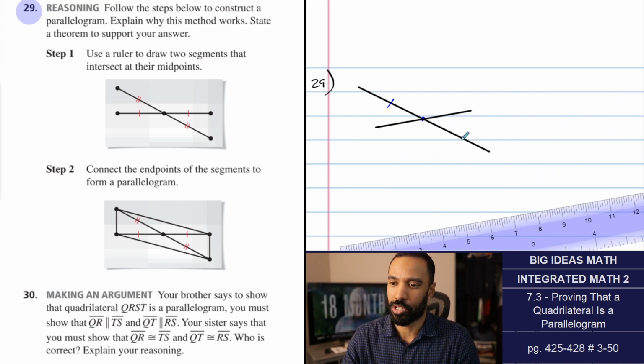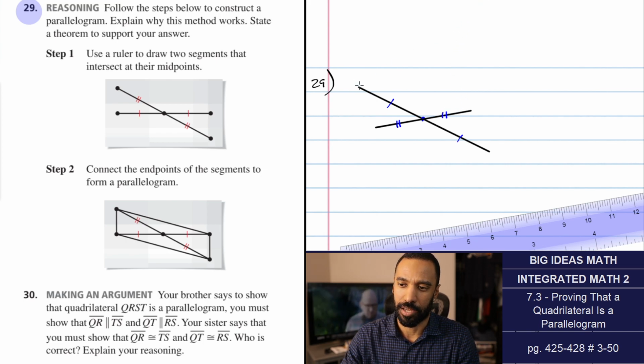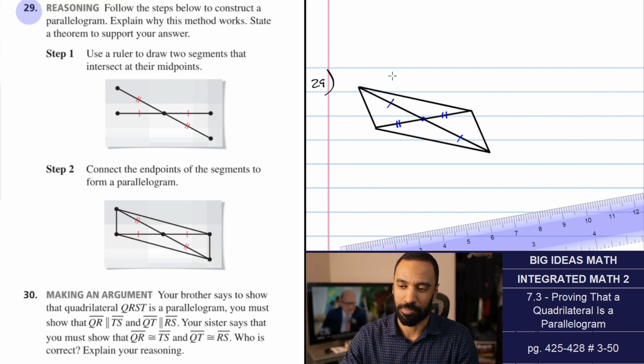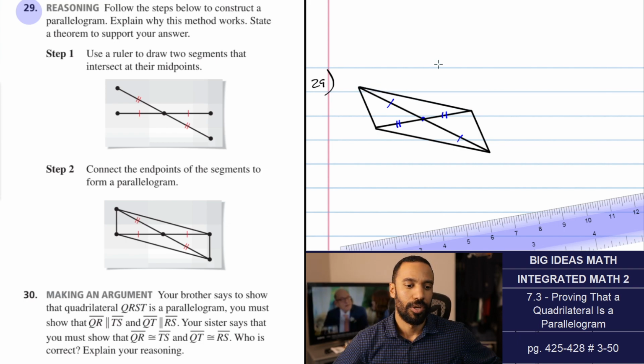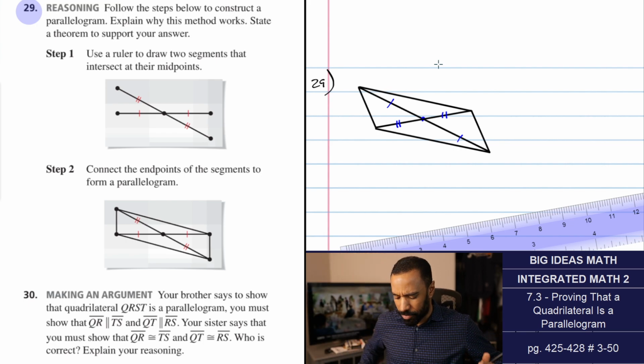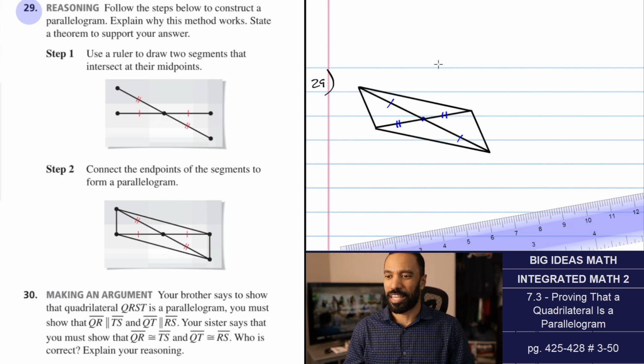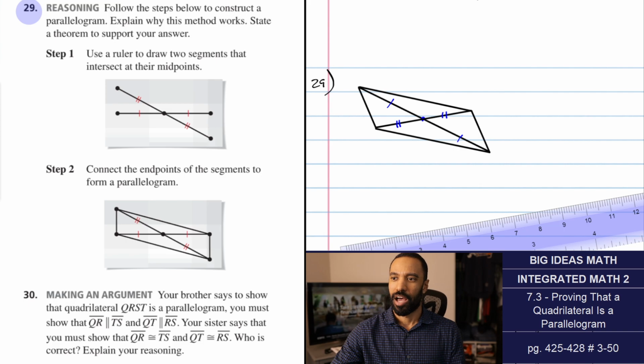So I know that this is congruent to this, and I know that this is congruent to this. So this is the converse of the parallelogram diagonals theorem. And boom, we made a parallelogram. That's a pretty fast way to do that without needing any parallel stuff along the way.